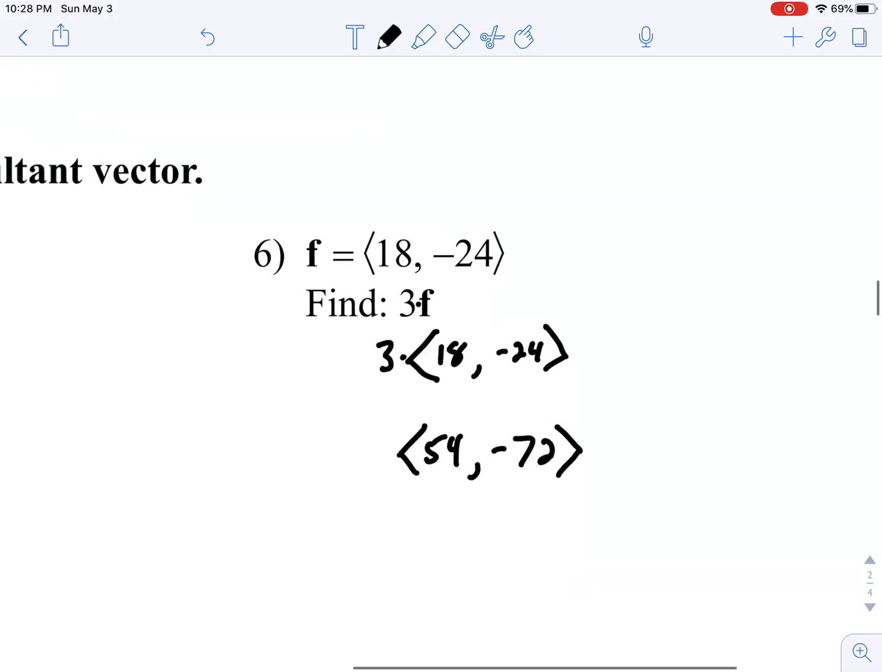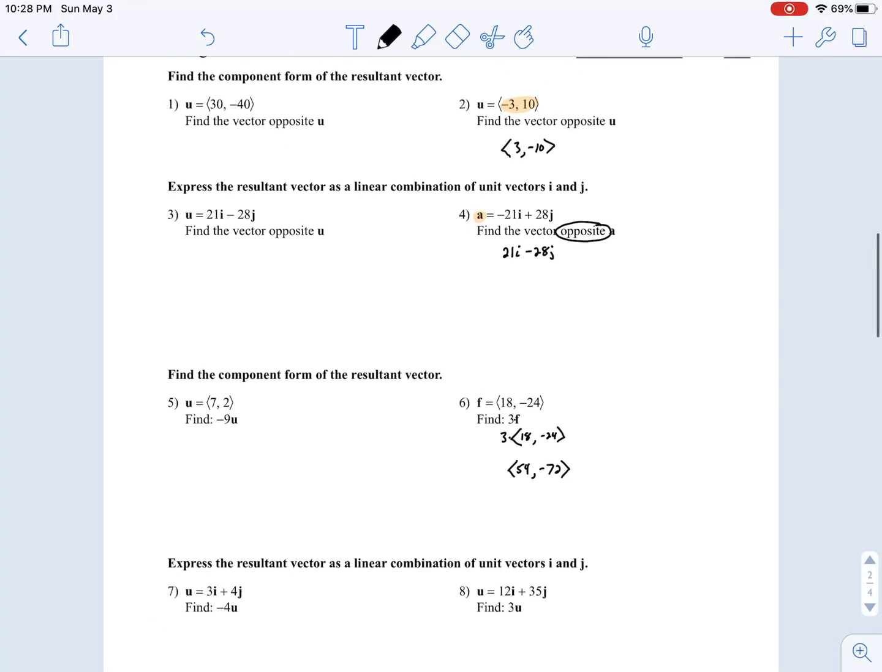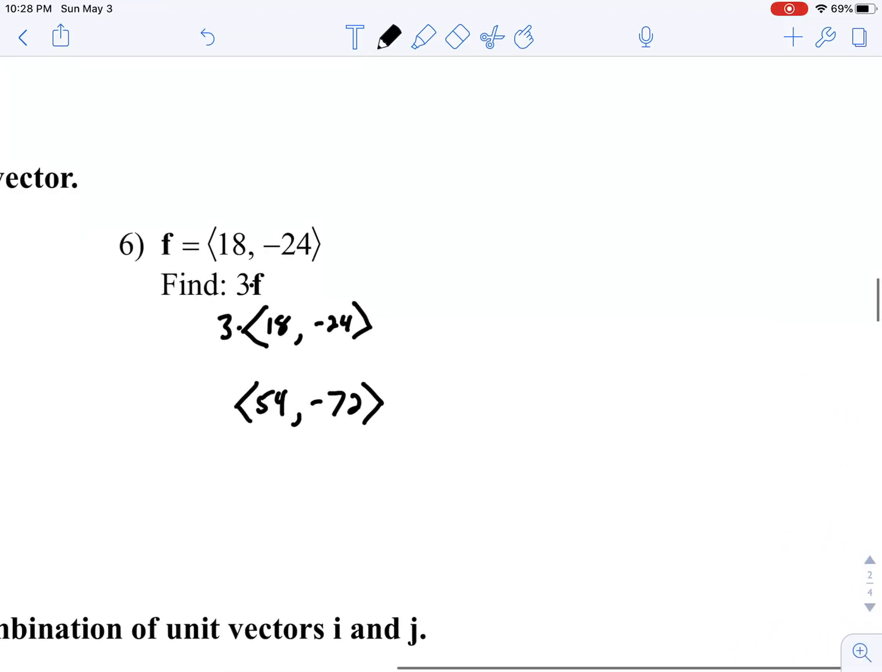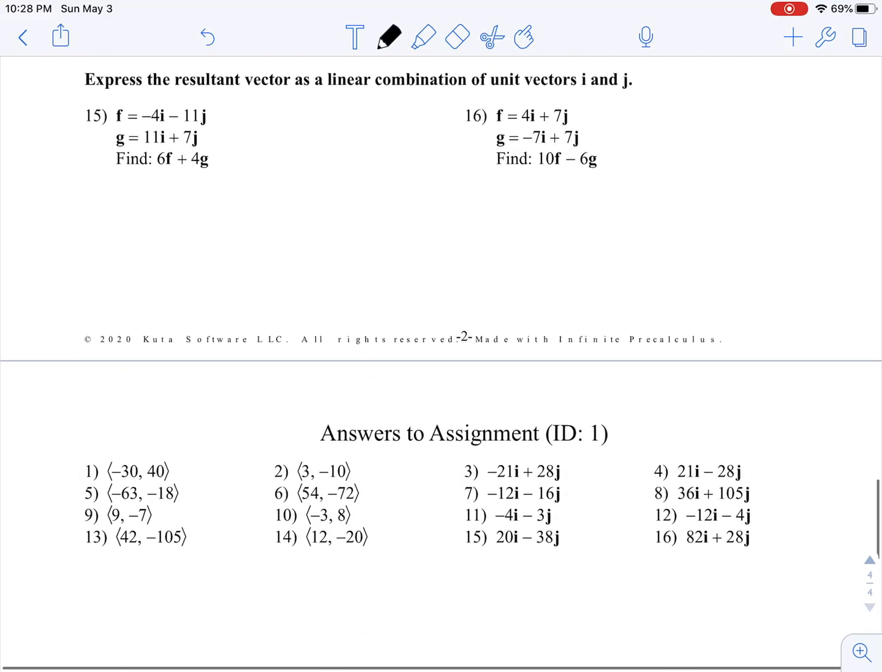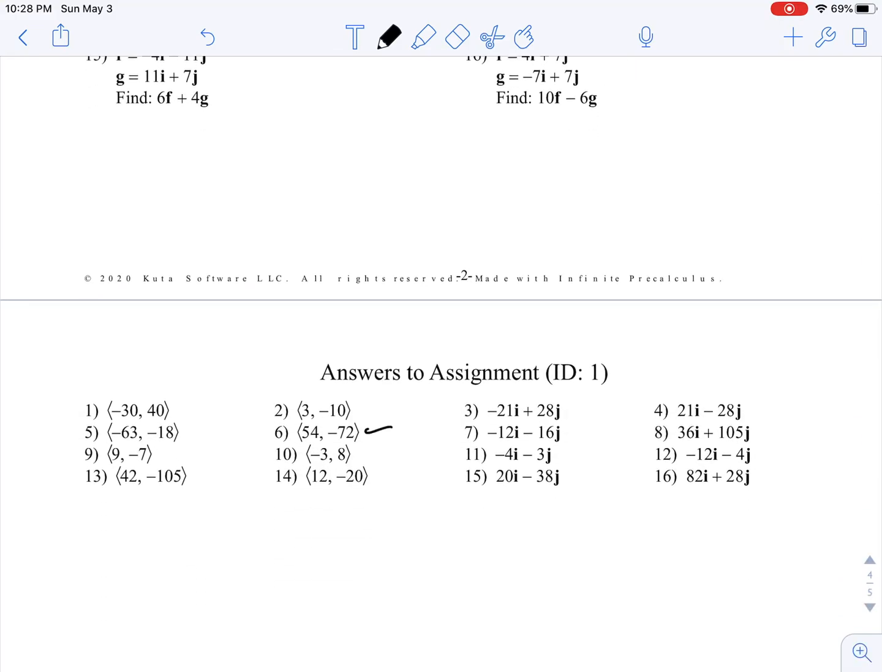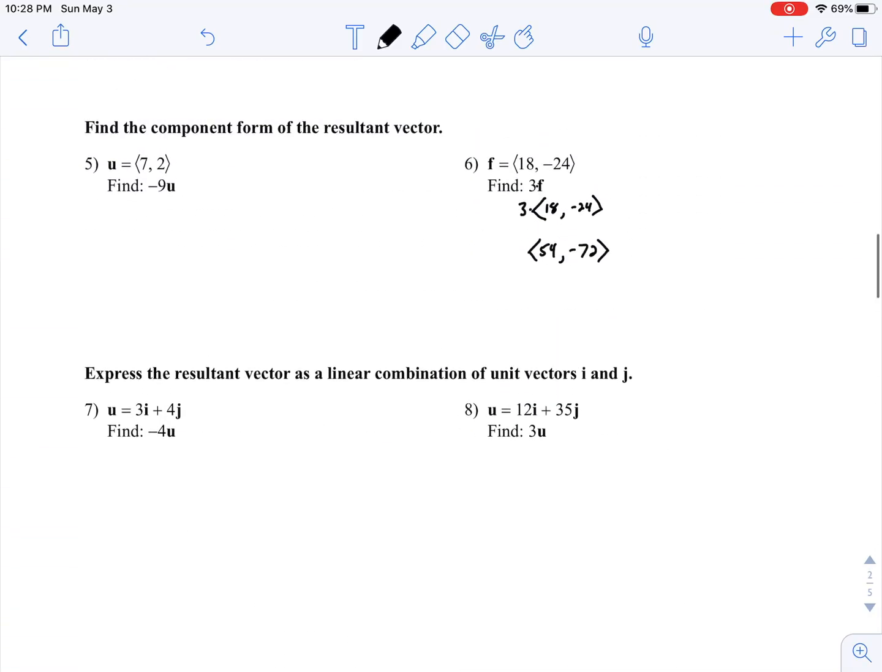So 54, negative 72. Okay, I haven't checked my answers because 2 and 4 are so easy. Am I paranoid that I can't multiply 3 times 18 and I've got to check number 6? Maybe a little bit paranoid. Okay, there it is. We're good. And there was number 2 and there was number 4. All right. So that's scalar multiplication.